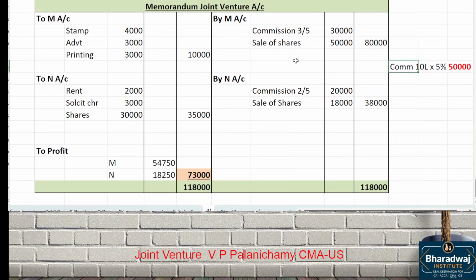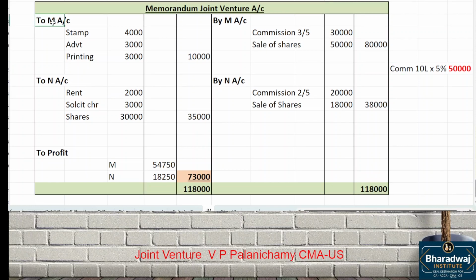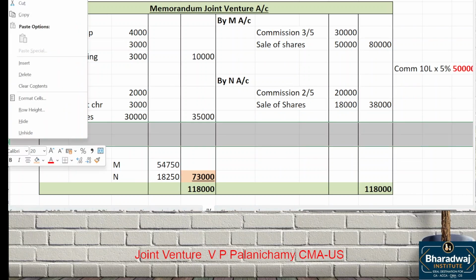Once again, repeat. See what expenses M has paid: stamp, advertisement and printing, total of 10,000. N paid for rent, solicitor charges and shares. Then commission income is 50,000, of which 3 by 5 was collected by M and 2 by 5 by N. Commission is an income for the joint venture, so it is credited. Sale of shares by M and N is clearly given in the question. The balance profit is shared by M and N in which ratio? 3:1 ratio.